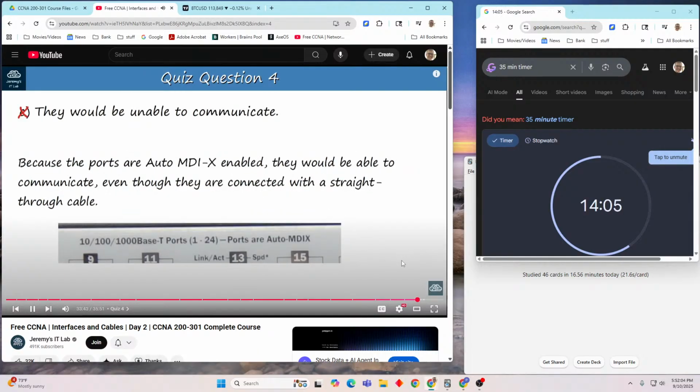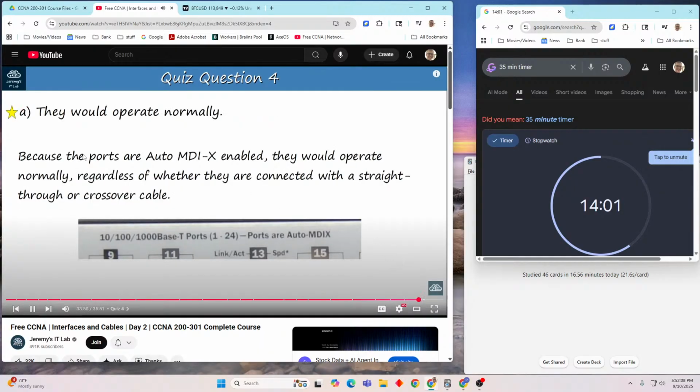a straight-through cable. So C, they would be unable to communicate, is incorrect. Because the ports are auto MDIX enabled, they would operate normally, regardless of whether they are connected with a straight-through cable or a crossover cable. So A, they would operate normally, is the correct answer.